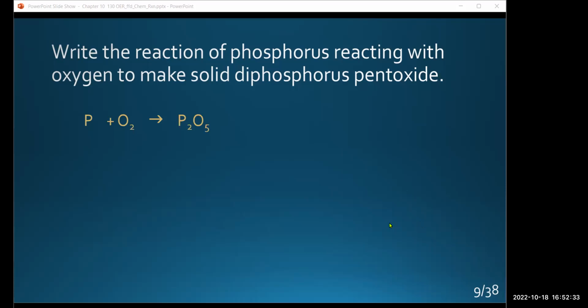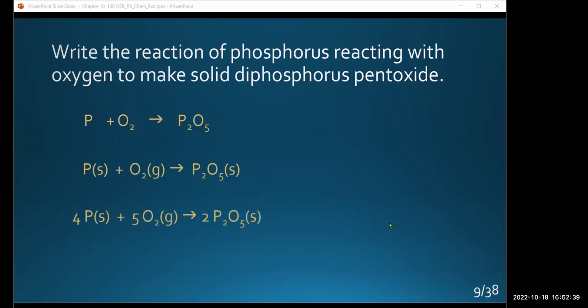So there's the base formula. Then we come back and add the physical states, and then we balance them out. And now we have the ratios. Again, we have 4 phosphorus to 5 oxygen. Now, something interesting about these reactions we've been working with is this: we have an element as reactants, and when they come together, they form a compound.